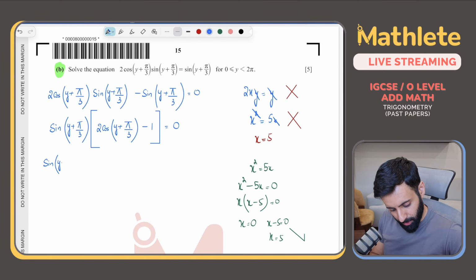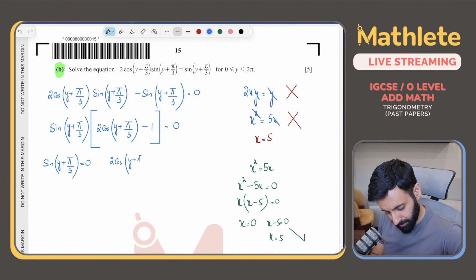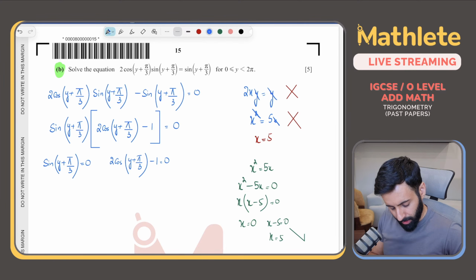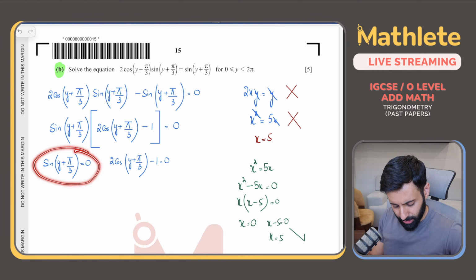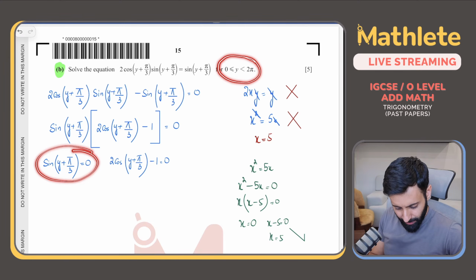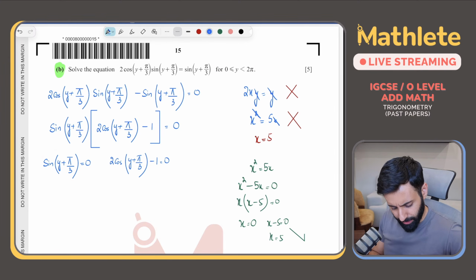So, sine y plus pi upon 3 equals to 0, and then 2 cos y plus pi upon 3 minus 1 equals to 0. Okay, now, for this, there's really no need to alter the range. Just make sure that you can solve it directly. You could alter the range, okay, and then solve, but it's a fairly simple one, so there is no need to alter the range.